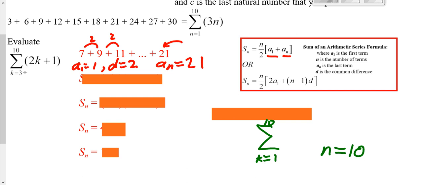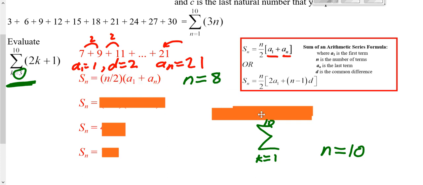But we started out at 3. In other words, we didn't plug in 1, we didn't plug in 2, so we're missing the first 2 terms here. So if we started out with 1, we'd have 10 terms. But over here, we are missing the first 2. If we had 10 and we're not using 2, that means n would then be 8. So now all we'd have to do is plug stuff into that. Number of terms, first term, last term, plug it into our calculator or do it in our head, and we would get this.